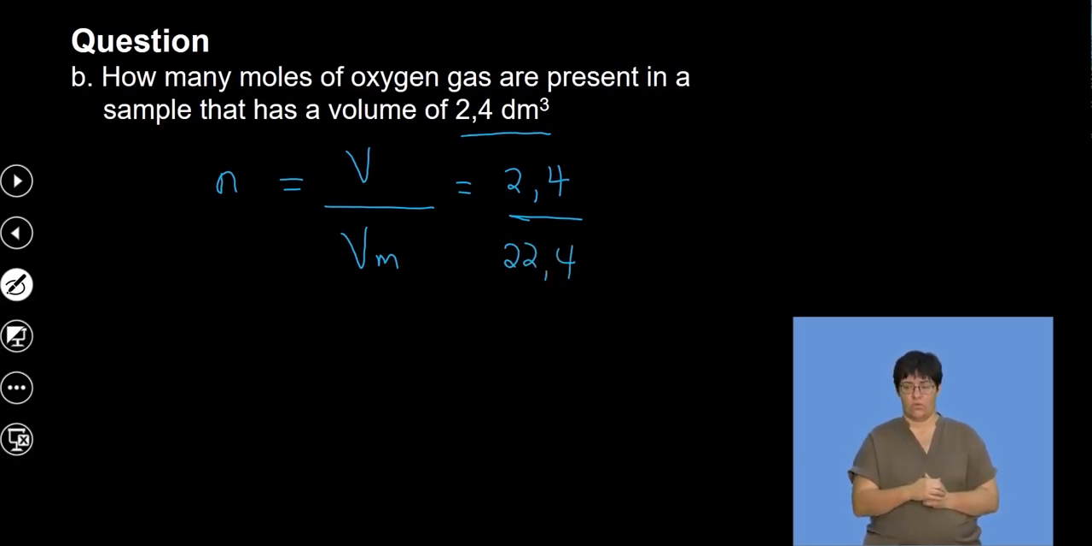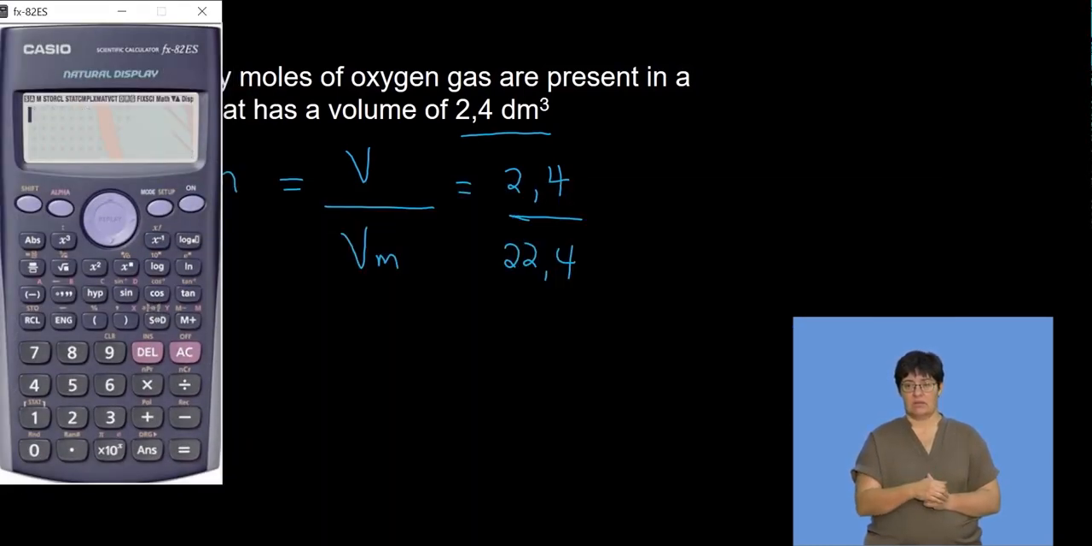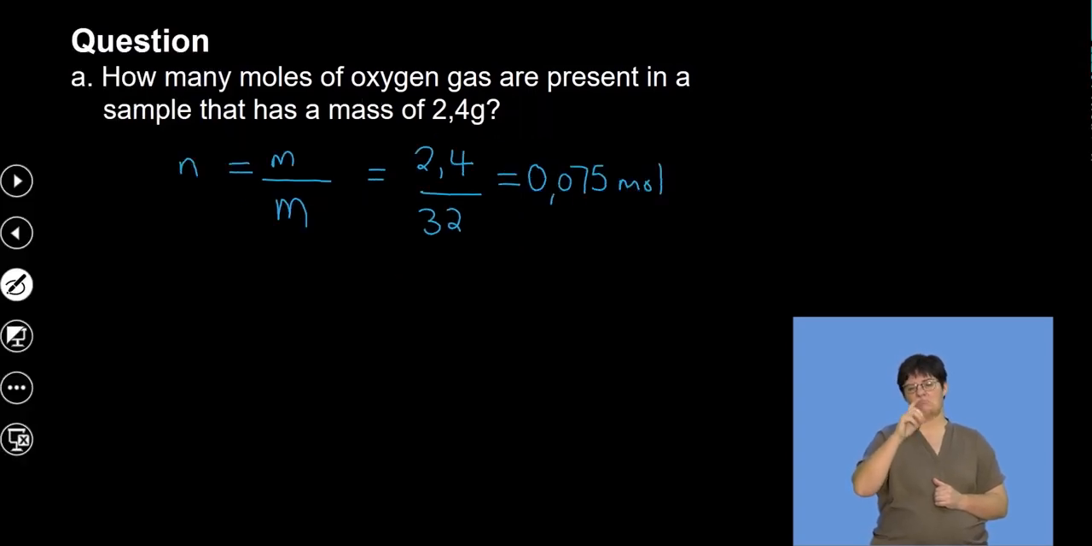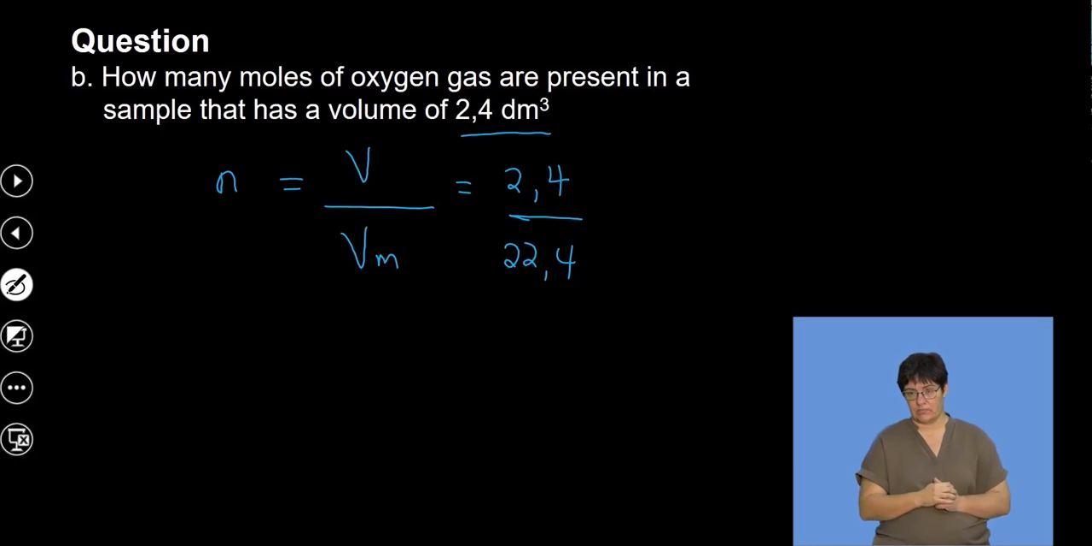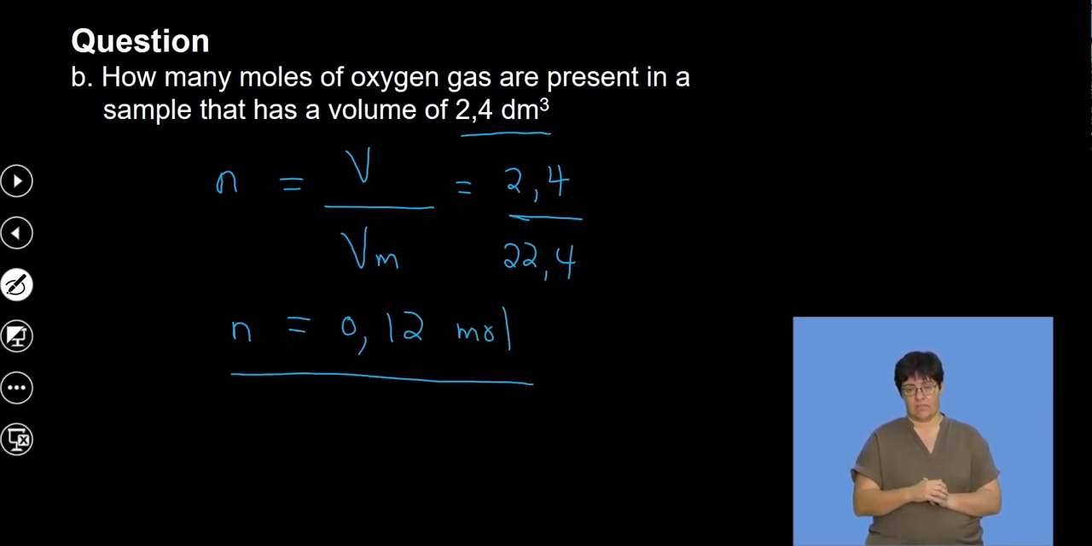So we are looking for the moles that are present. This works out to 2.4 divided by 22.4, which gives us 0.12. So n, which is the moles, is 0.12 mole. This is the amount of moles present in that sample.